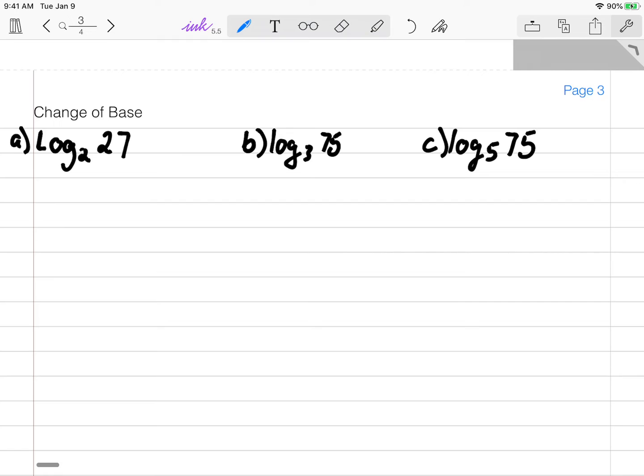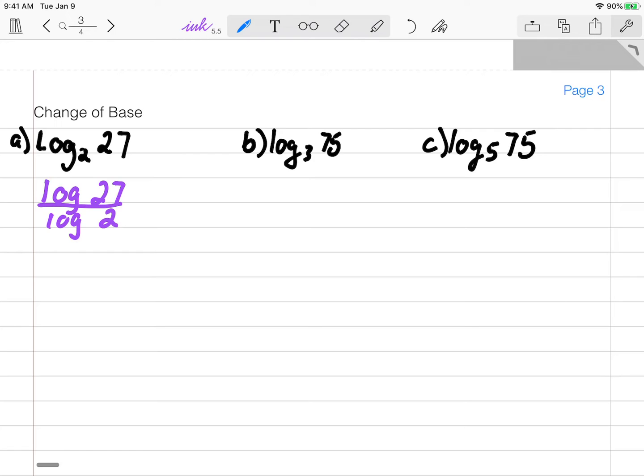And what it allows you to do is rewrite this as the common log of 27, which I can now put in my calculator, over the log of 2. So I have changed the base from a 2 to a 10, because common log has a base of 10. I have changed the base. That's where it comes from. And now you can put this in your calculator. Log of 27 divided by the log of 2.